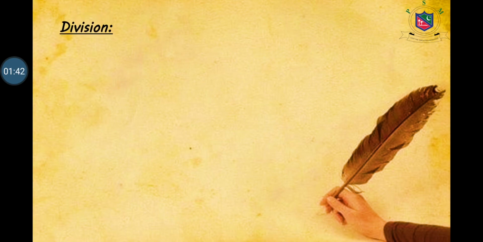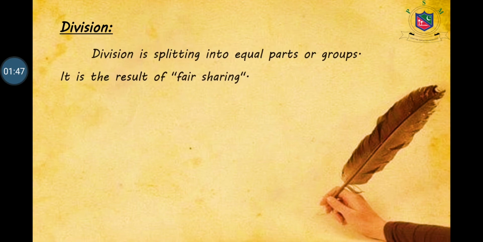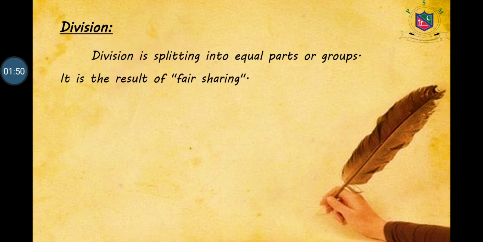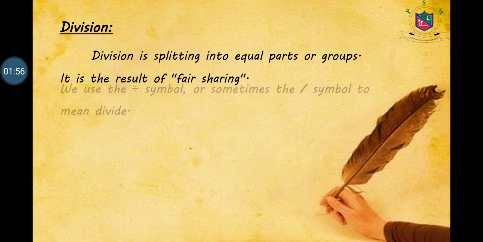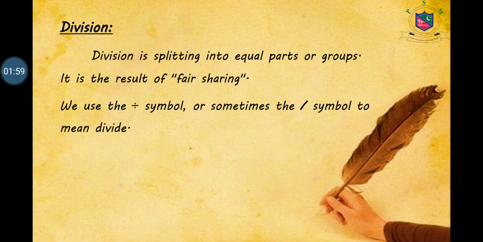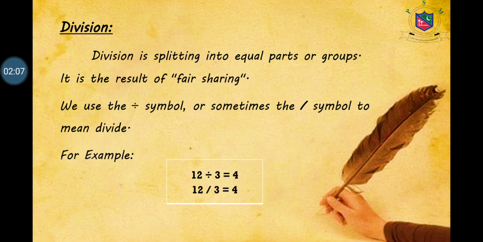So let us recall our memory. What is the division? Yes, dear students, division is splitting into equal parts or groups. It is the result of fair sharing. We use this symbol or sometimes the oblique symbol to mean divide. For example, 12 divided by 3 is equals to 4, or 12 oblique 3 is equals to 4. They both have the same meaning. In both the ways, we are going to divide 12 by 3.